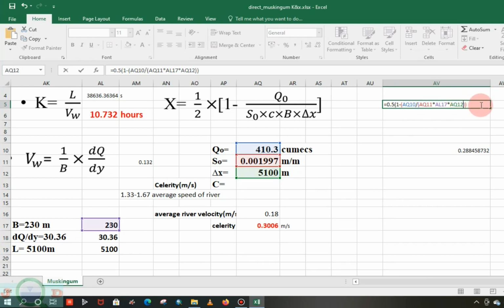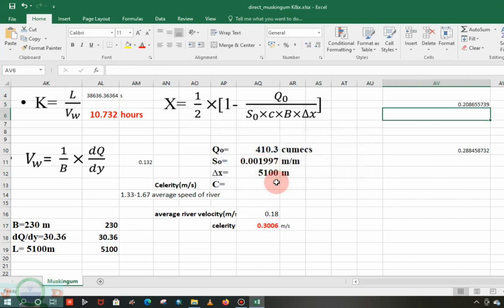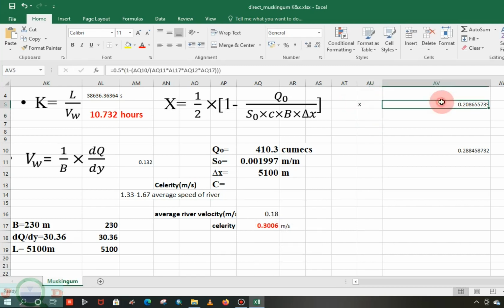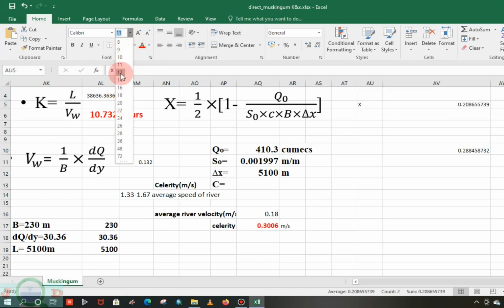This celerity. Yes, you missed the celerity, so I have added here this celerity factor. So here we found the value of the x, that is the weight factor. So I will highlight this one.